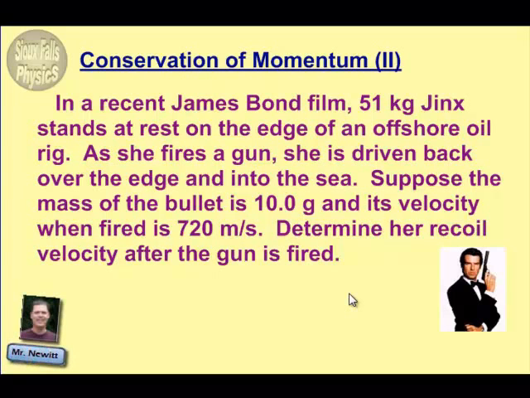The name is Bond, James Bond here. We're going to be doing a conservation of momentum problem again, this time involving a situation that occurred in a recent film. A 51 kilogram Jinx stands at rest on the edge of an offshore oil rig. As she fires a gun, she's driven backward over the edge and into the sea. All right? We're going to suppose that the mass of the bullet that she fired was 10 grams and its velocity was 720 meters per second. What is that recoil velocity that she experienced as a result of the gun being fired?